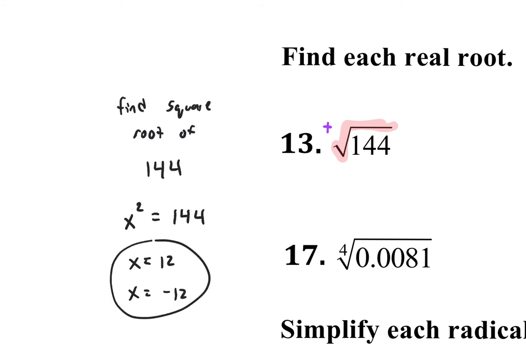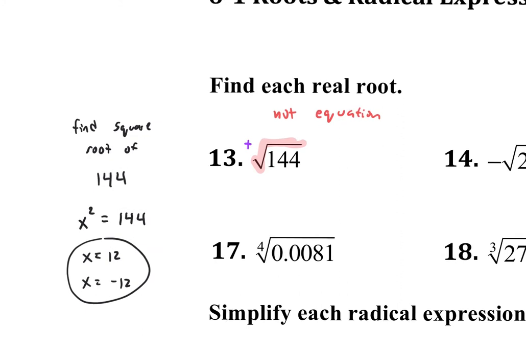When asked the question, find the square root, look, there's no symbol, and so we interpret it as an equation. When we see just the symbol like this, it is not an equation. So because it's not an equation, we want to force the even stuff to be positive when we take this root.